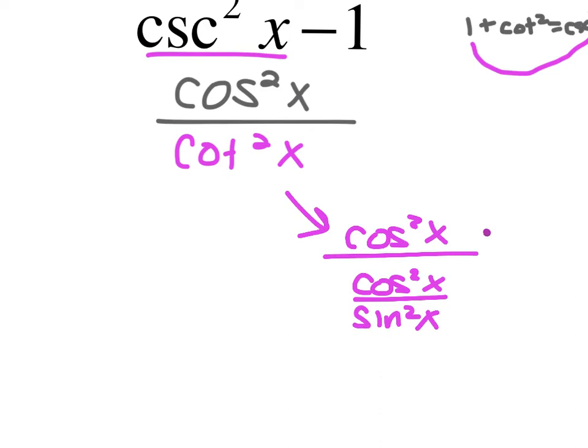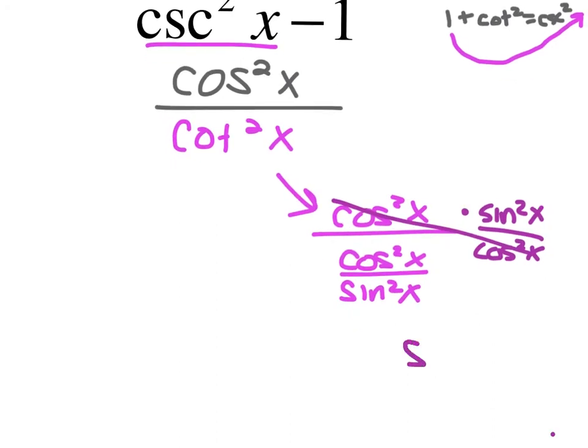And then change, flip. My cosines cancel, and I'm left with sine squared x. There's always, usually anyways, more than one way to do this.